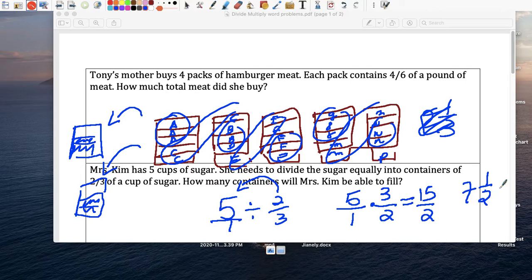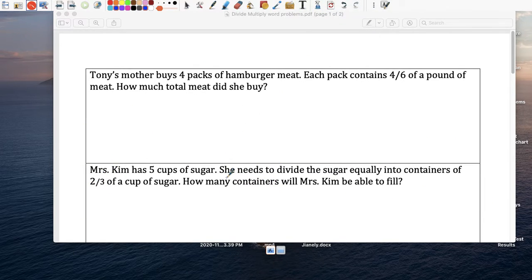Oh, this was supposed to be 6. Okay, each has 4/6. I did 5. Okay, so forget my picture. But you get the idea. Ugh, sorry about that. I cut it wrong. All right, so next question.